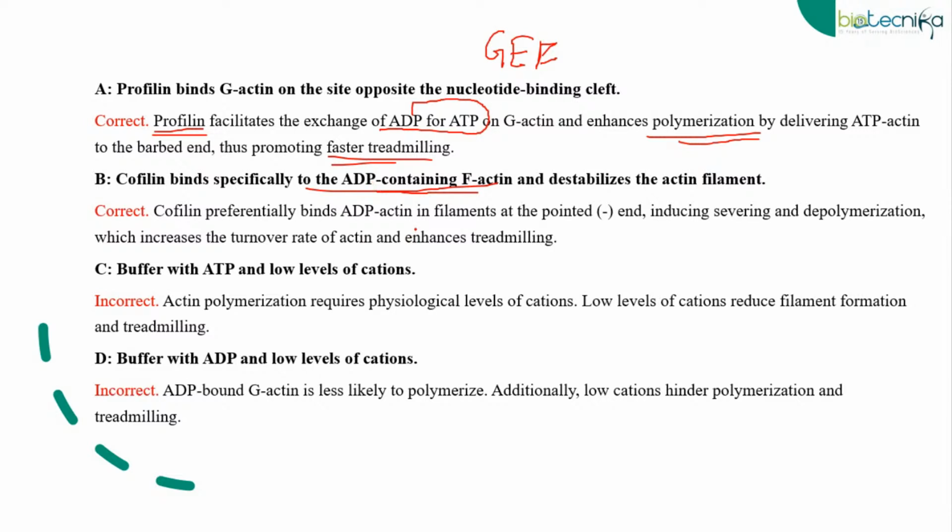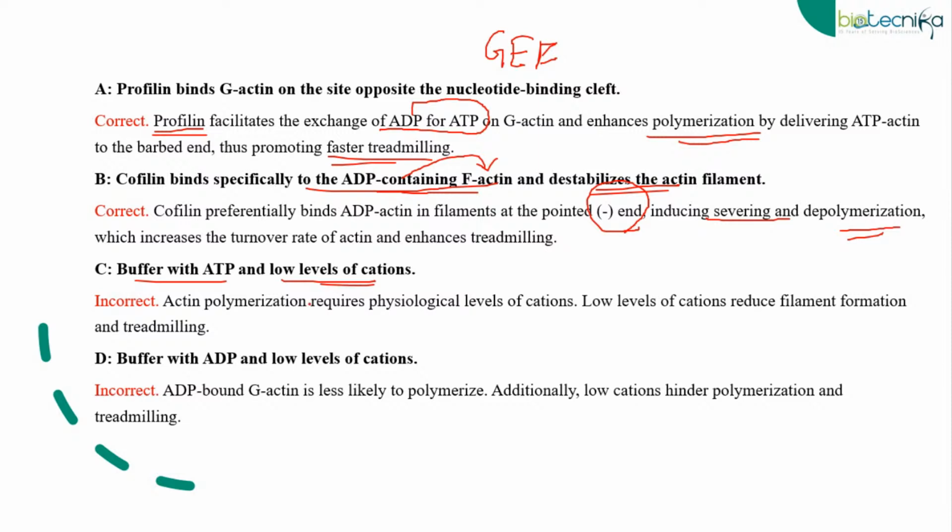So cofilin, when I say cofilin, goes and binds to the ADP containing F actin. ADP means obviously you can identify that this is the inactive or the breakdown version. So when it is connected to actin, obviously you can guess they are destabilizing the actin filament. This will happen towards the minus end, which induces severing and depolymerization. Next, buffer with ATP is okay, but they require higher levels of cations. So basically, they are cation dependent processes.